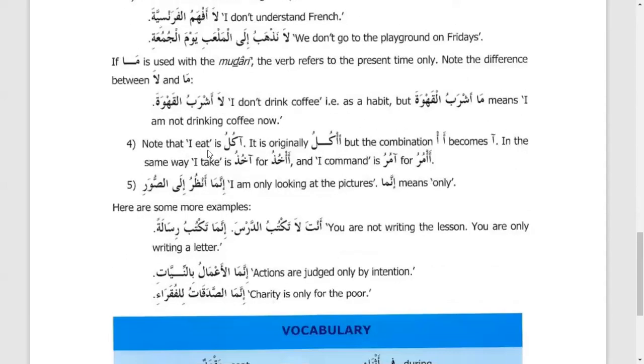Note that ma can also be used for the past tense, right, Ustad? It is always used with the past tense, to negate the past tense: ma dhahabtu ila suqi, ma dhahabtu ila al-masjid, ma akaltu. So you always use it with the past, but now it is a bit of a change, and we are using it with the present.